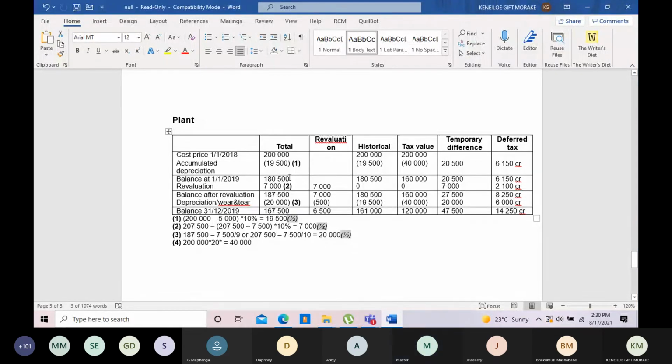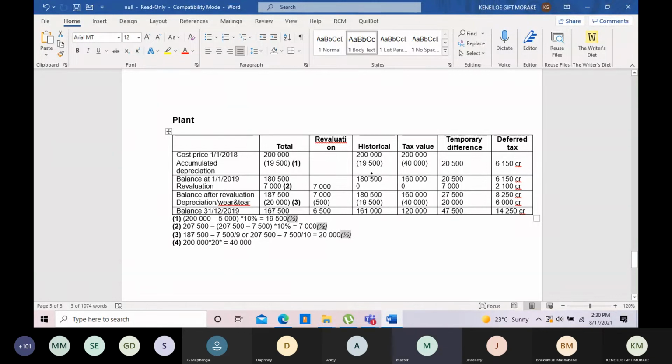And the residual value must not appear under historical. I'm repeating that. You take 200,000, 19,500, you put it under historical, even the balance there, which is 180,500, under historical as well. But in the space of residual value, you put 0 because it must not be recorded under historical. It's simple as that.